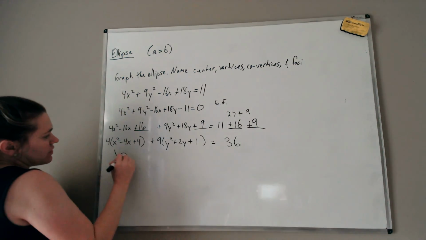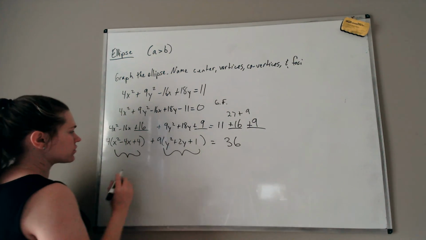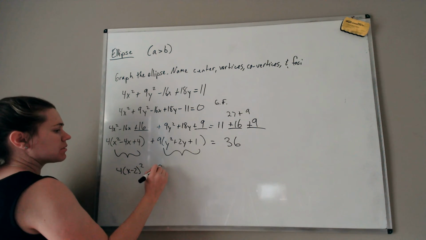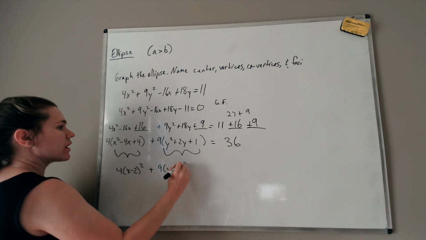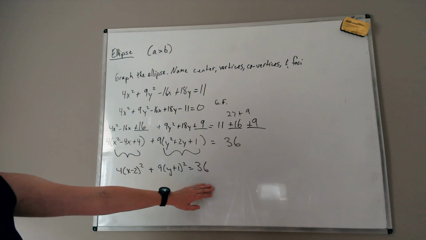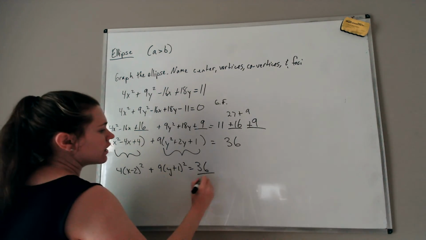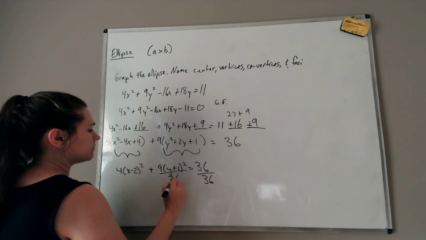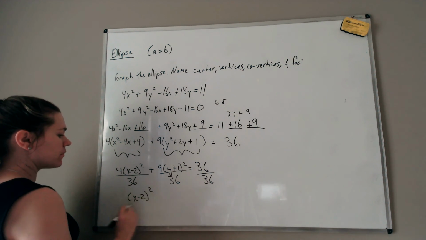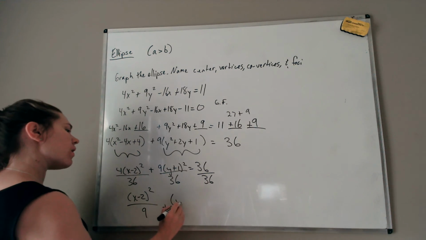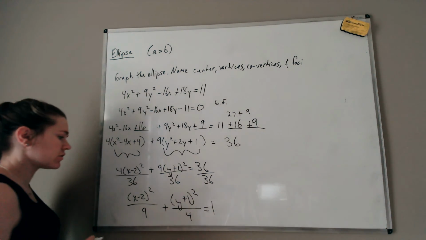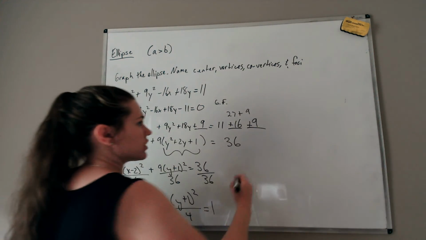Okay, so now we can write this as a square of a binomial, and this is a square of a binomial. So that's going to be 4 times x minus 2 squared plus 9 times y plus 1 squared equals 36. What do we want our right-hand side to be set equal to in an ellipse? 1. So we divide that. So this is going to be x minus 2 squared over 9 plus y plus 1 squared over 4 equals 1. So now we can start pulling out information.